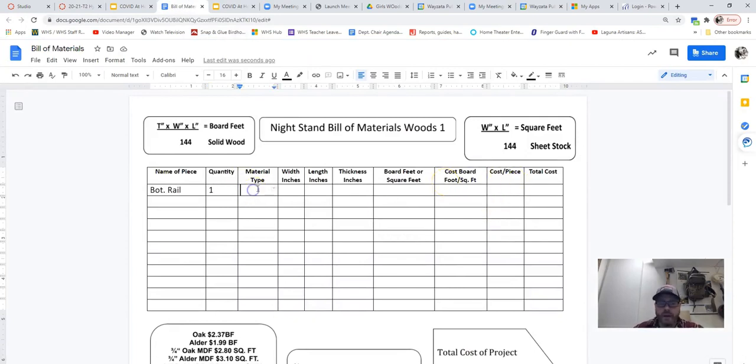That's fine. Write down whatever you did. I did mine out of oak, and the width was 3 inches. The length was 11 inches. And now thickness can be a little bit of a challenge when we're looking at solid wood.